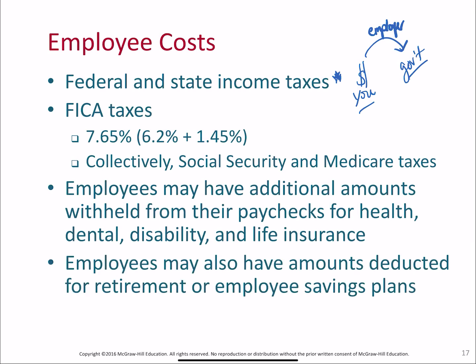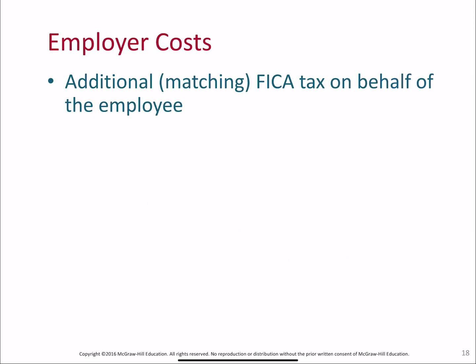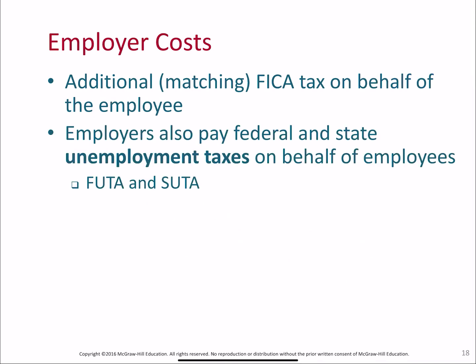All right, and we've talked about the other types of things that you may choose to pay, such as life insurance, health insurance, savings. Right, and we've talked about the employer costs. They have to pay that FICA. That's the Social Security and the Medicare. So you both are paying that. And then they're also paying those unemployment taxes. Some people call them FUTA and SUTA. Right, that's a big deal right now.